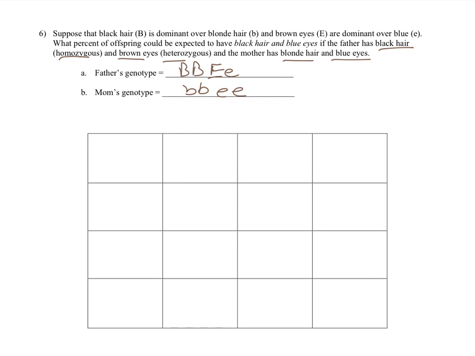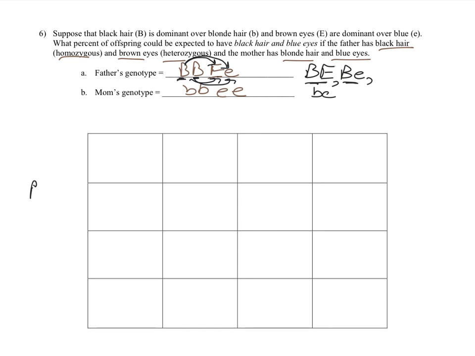And what are the possible combinations that dad could give? Remember the FOIL method. If we use the FOIL method, you get big B, big E, and another, big B, little e. Really, if you think about it, since he's homozygous for this, these are the only two possible gametes he can make: big B, big E, and big B, little e again. Mom can only make a little b, little e. That's all she can give.